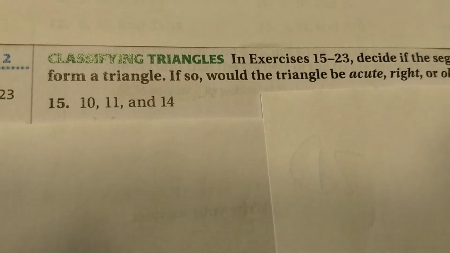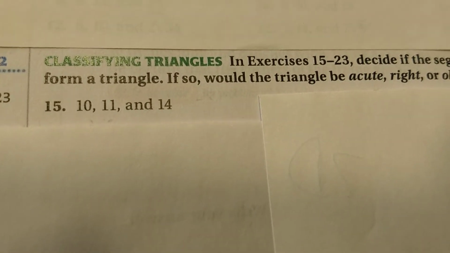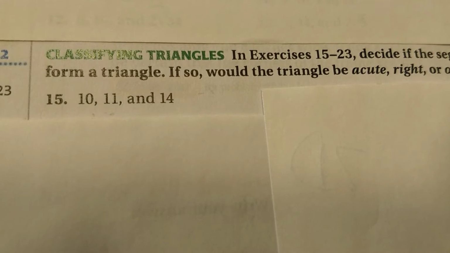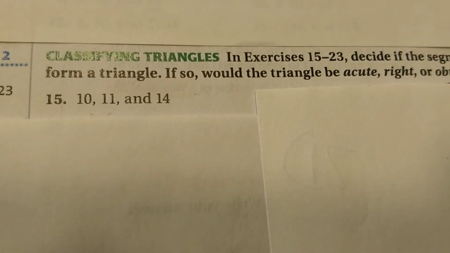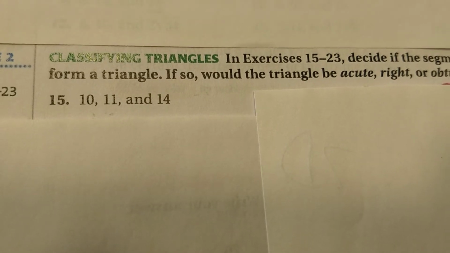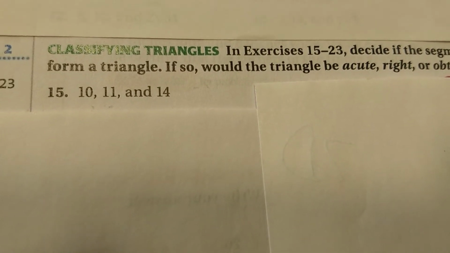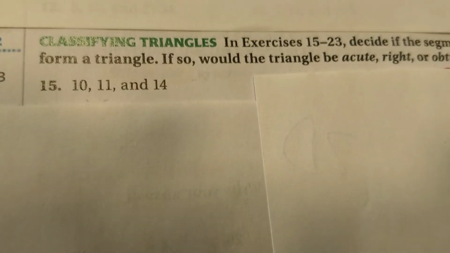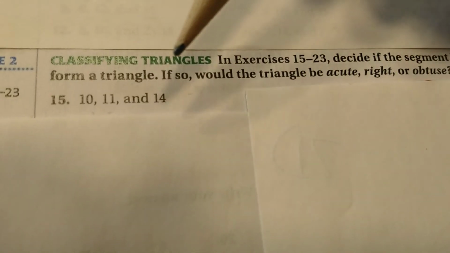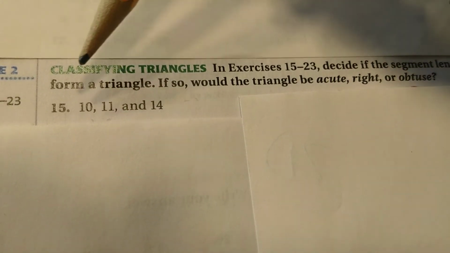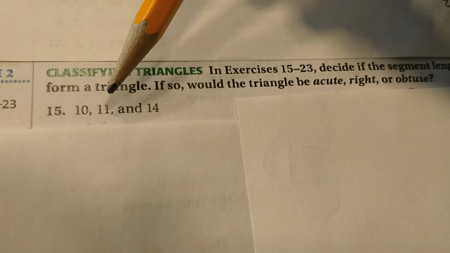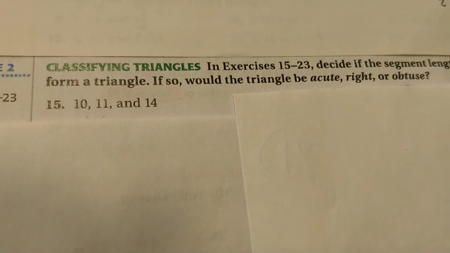15, we're given a triangle with side lengths of 10, 11, and 14, and trying to figure out if that's going to be a right triangle, or an acute triangle, or an obtuse triangle. We've seen that if it's a right triangle, then the Pythagorean theorem would work, and looking at these values, 14 as the longest side would be my hypotenuse. So if it's a right triangle, 10 squared plus 11 squared would really equal 14 squared.